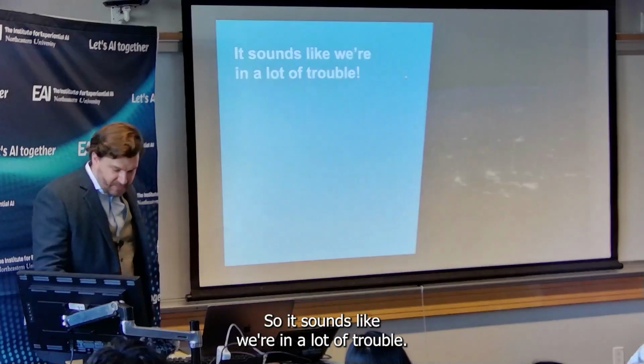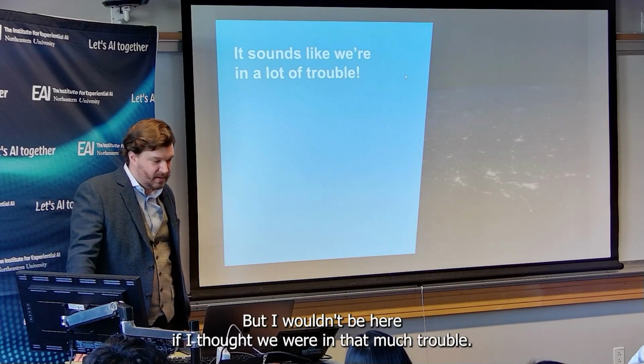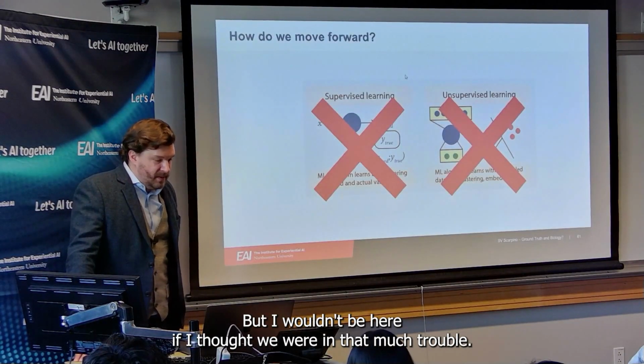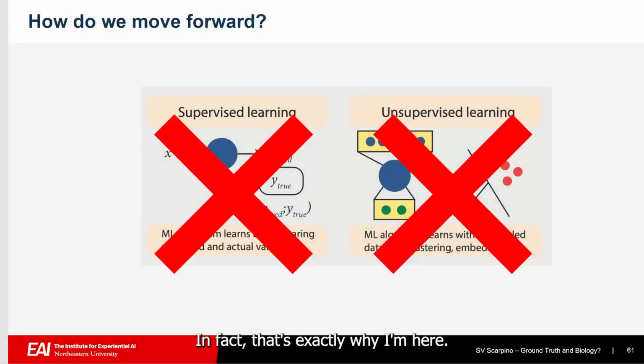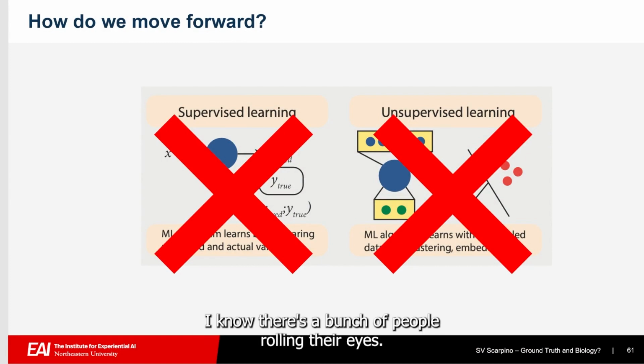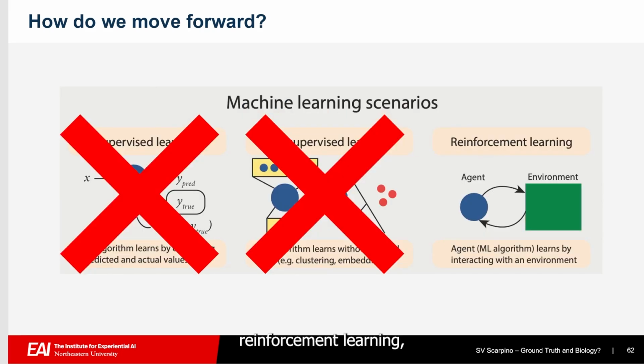So it sounds like we're in a lot of trouble, and I think that we are in a lot of trouble. But I wouldn't be here if I thought we were in that much trouble. In fact, it's exactly why I'm here. So supervised learning doesn't work. Unsupervised learning doesn't work. I know there's a bunch of people rolling their eyes. I cut off part of the slide earlier. Reinforcement learning, which is basically that I just feed the errors back on the model.